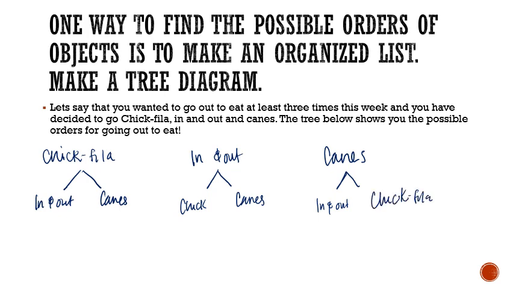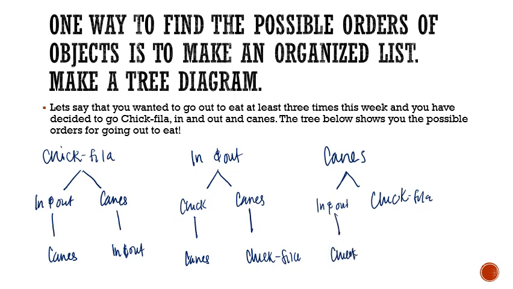Let's assume that you're not going to go to the same place again. So here you have only one option. You have Cane's, and then here, In-N-Out. Then you have Cane's over here as your only option. Chick-fil-A. Then Chick-fil-A and In-N-Out.